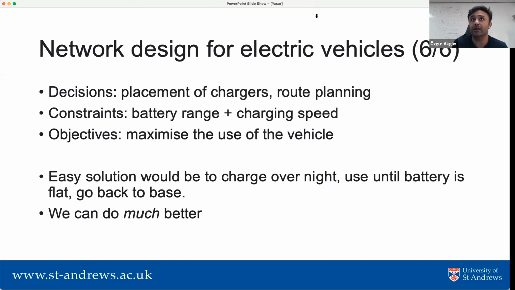Because they require significant investment. If the public is investing a lot of money into these, we should make the best use out of them. So the decisions are placement of chargers and planning the routes, and the constraints are the range of the battery and speed of charging, and we are trying to maximize the active available use time of the vehicle. An easy solution, which is I think very close to what they do now, is to charge overnight. During the day, use it until the battery is completely flat, and then you go back to base and charge again for the next day. We think we can do much, much better than this.